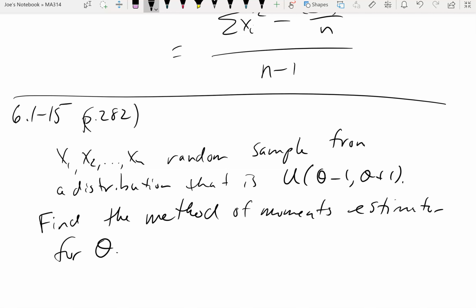All right, so we talked about the idea of method of moments at the end of class last time, right? Okay. So how many parameters are we trying to get estimators for? 1. So how many moments are we going to need? 1, right? So then what moment are we going to use here? The first, good. So what do we set equal to our first moment based on our sample?